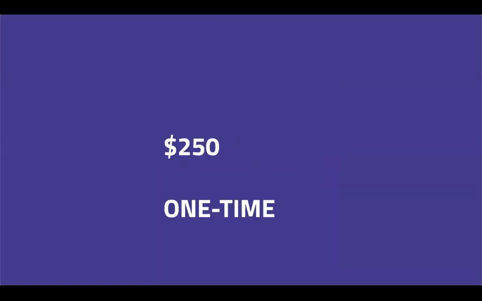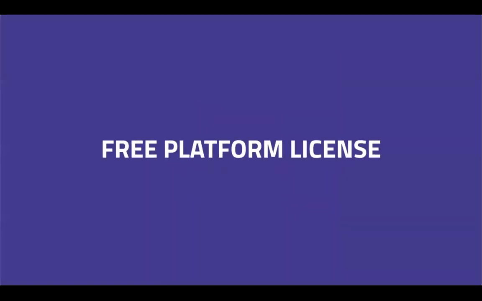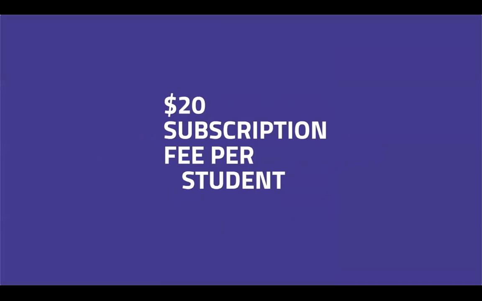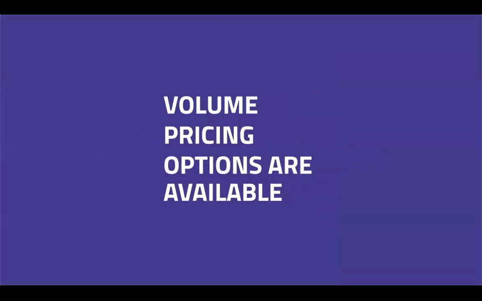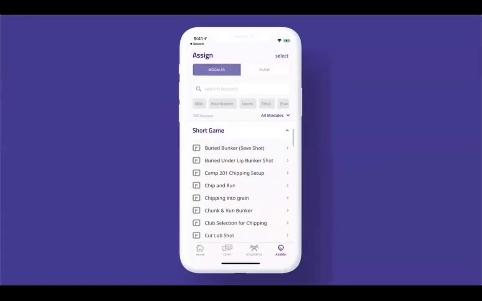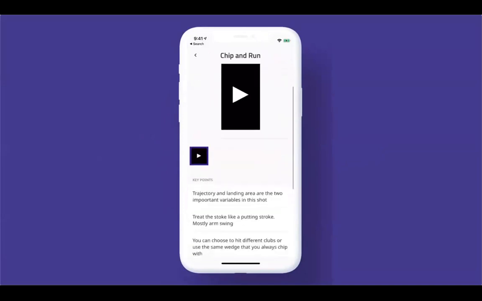The base level of Iconic is a free license to the coach and a $20 per month subscription for each student. We have wholesale options that allow you to buy the subscriptions at a lower cost. This is the first opportunity for you to create a new revenue stream and start earning income from student subscriptions.